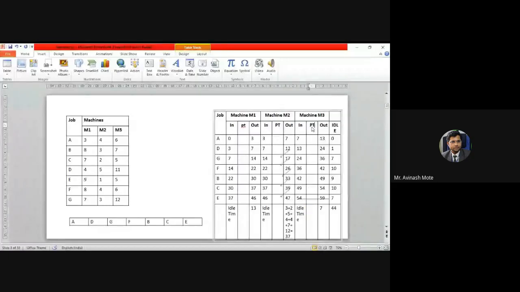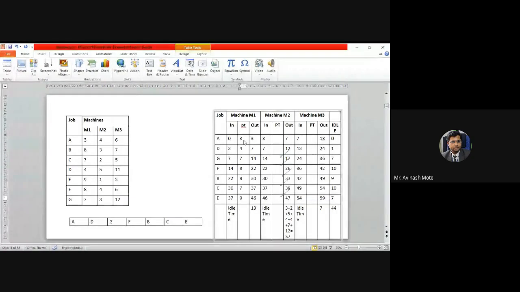Processing time of a particular job. A job on M1, 3. Here 4. Here 7. Here 8. Here 8. Here 7. And here 9.